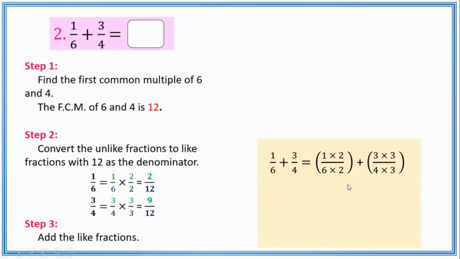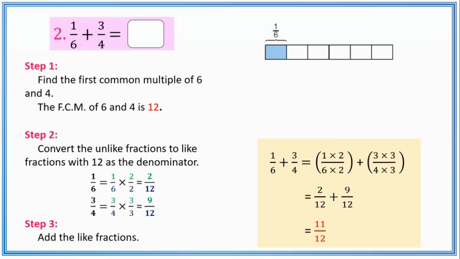Okay, so as you can see, this is the simple way how to write your solution. 1 out of 6 plus 3/4 is equal to 1 times 2 over 6 times 2 plus 3 times 3 over 4 times 3. So it will be 2 out of 12 plus 9 out of 12. And the answer is 2 plus 9 is equal to 11. Copy the same denominator, which is 12.